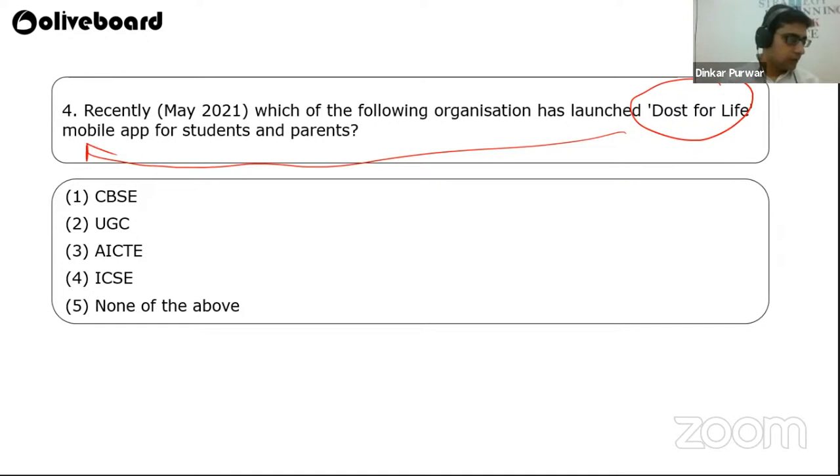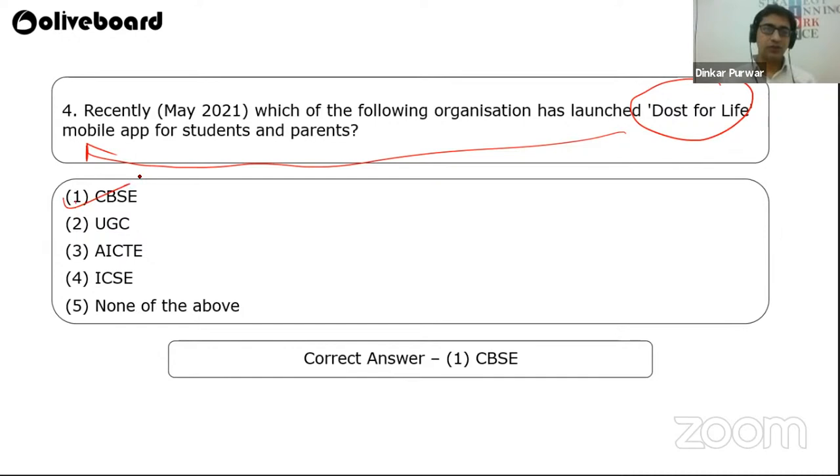Nitin is saying CBSE, Saurabh is saying CBSE, Nilesh is saying CBSE, and Amit is saying CBSE. Anybody else who has left this question can also answer. No problem. We will see the answer of this question. The answer of this question is CBSE.